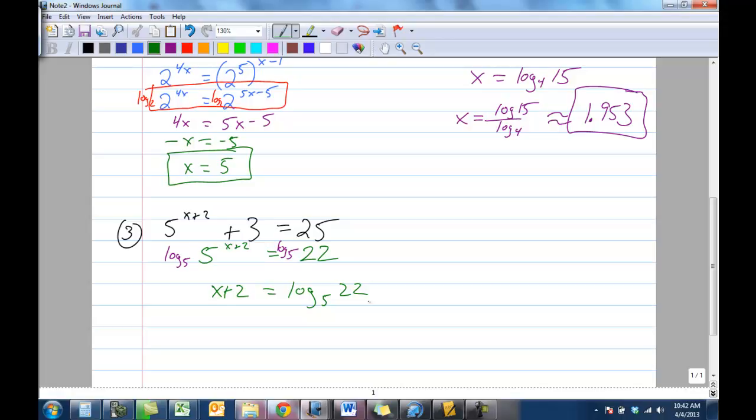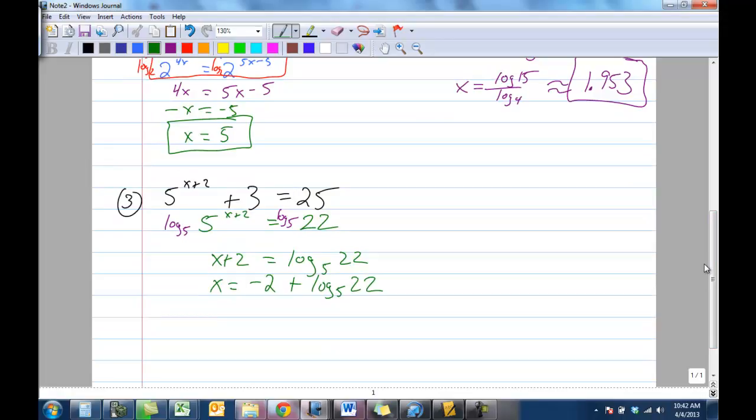Now, here's what's up. Let's move this 2, so we got x by itself. X equals, but I'm going to put it, instead of log base 5 of 22 minus 2, you might be tempted to call that 20. That's not quite right, is it? It's going to be negative 2 plus the log base 5 of 22. That way there's no confusing that this 2 is part of this 22.